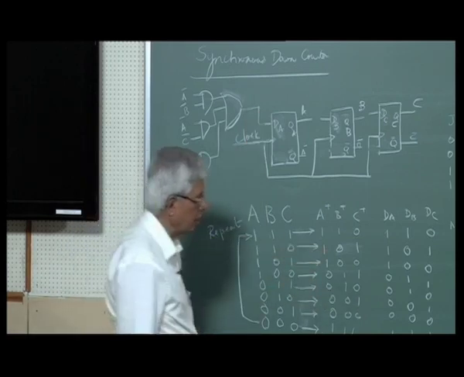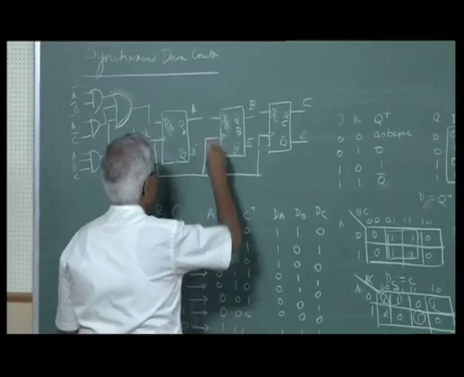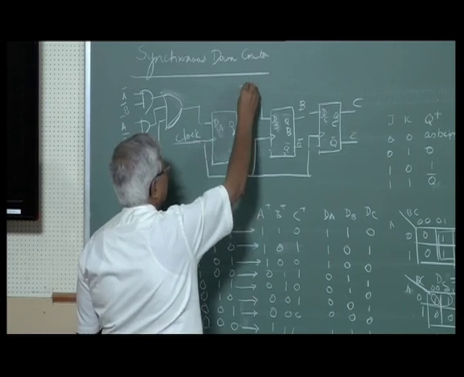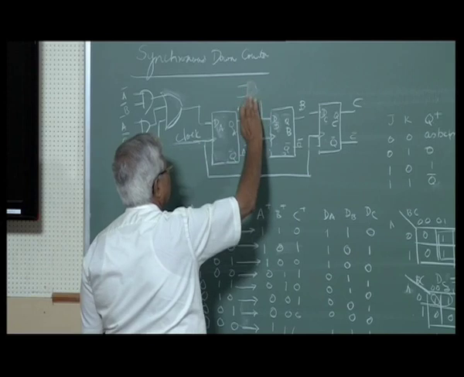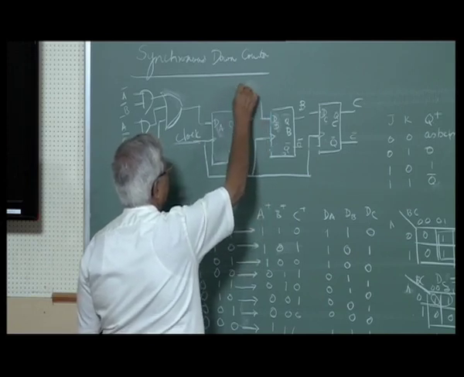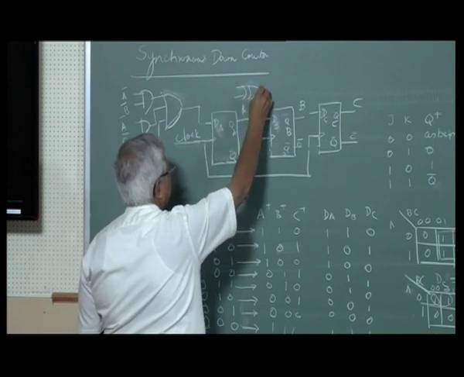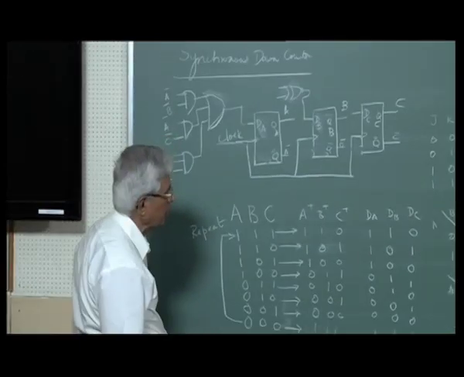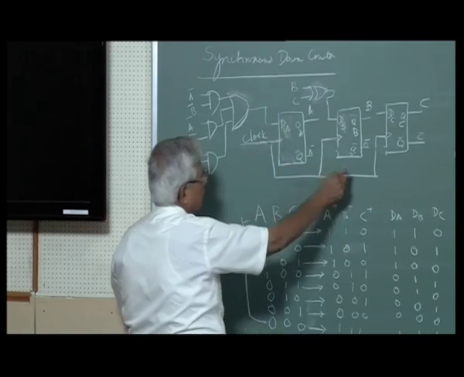DB will be B bar C bar plus BC, which is exclusive NOR. So this is, or you can put exclusive OR with an inverter. That is exclusive NOR, that is BC. This is nothing but C.